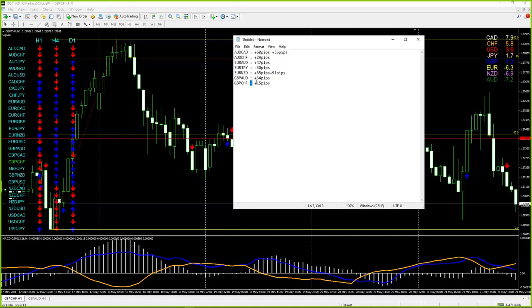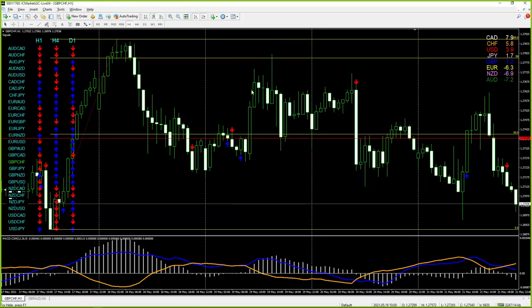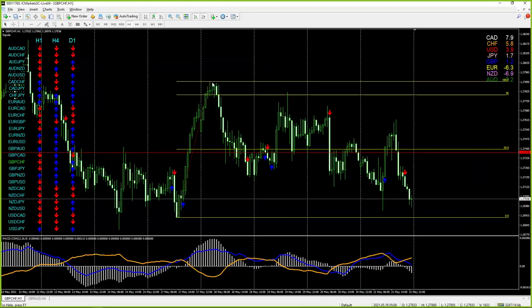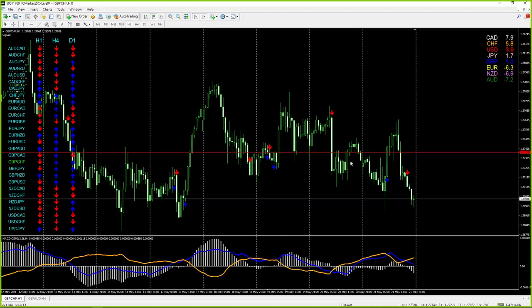That's how important our 90 Fibonacci level is. Because if you didn't close it, if you didn't have a positive SL, you will have a negative trade on GBP CHF.